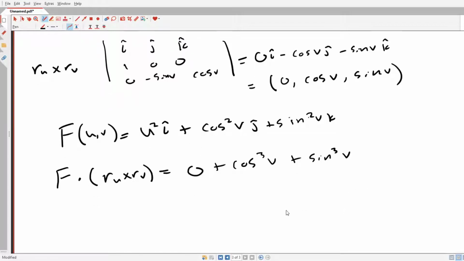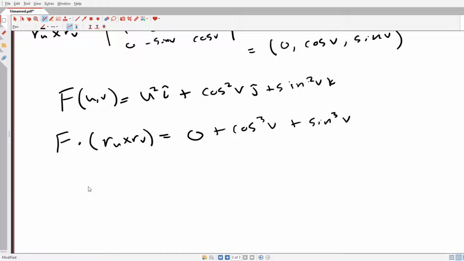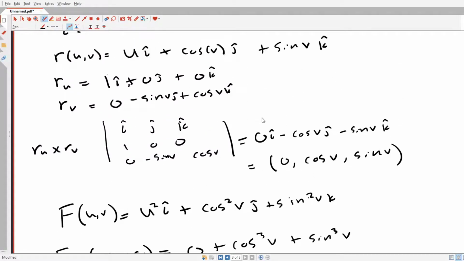And then that's what I want to integrate. So I want to do the integral. I need to figure out those bounds real quick, of f dot ru cross rv. So that's going to be the integral of cosine cubed v plus sine cubed v dv du. So real quick, what are those bounds?